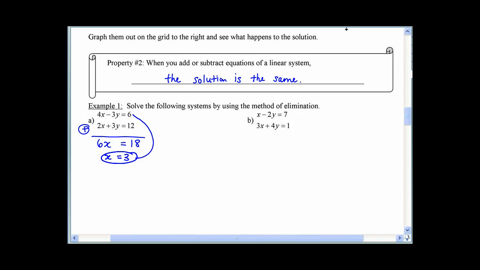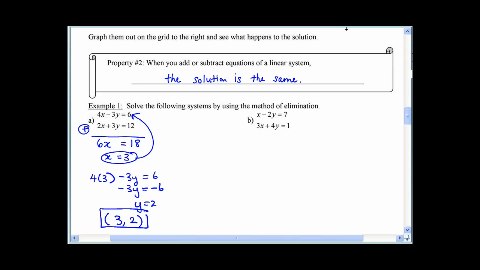So go ahead and plug it back into either one of the equations. I happen to choose the first one, so 4 times 3 minus 3y equals 6. 4 times 3 is 12. 6 minus 12 is just negative, what? Negative 6. So y equals 2. And there you have it. Our solution then is 3, 2. Done.